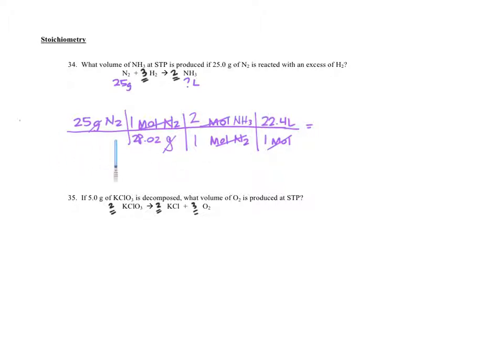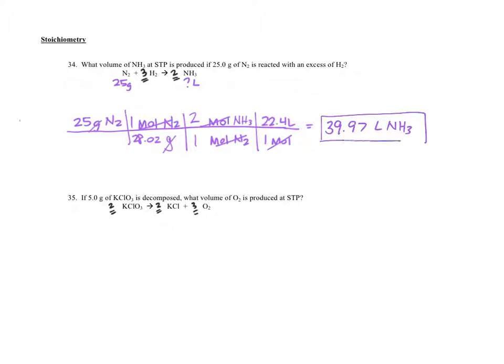You can multiply the top, multiply the bottom, and divide. So you can do 25 times 1 times 2 times 22.4, and then 28.02 times 1 times 1 and divide. Or, again, whenever you multiply or divide by the 1, it doesn't really do anything. So you can do 25 divided by 28.02 times 2 times 22.4. Either way, the answer you should be getting is 39.97 liters of NH3.